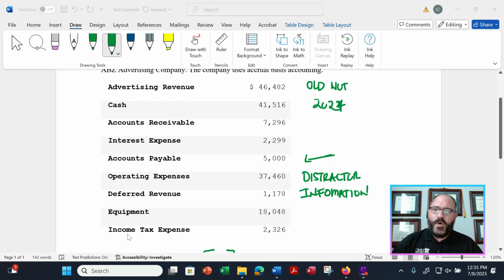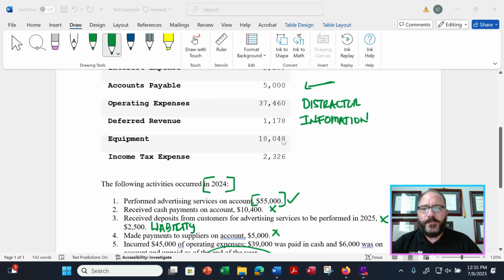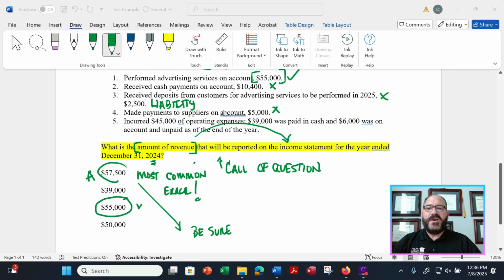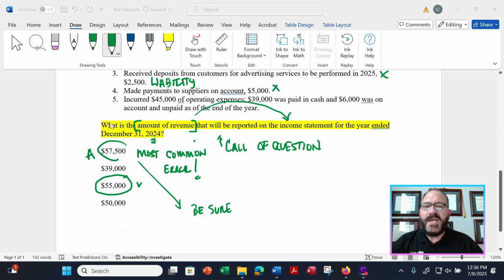So notice they give you all of this information right here. Then they tell you about activities that take place in 2024. Then they come down here. Notice this thing I highlighted in yellow. It says, what is the amount of revenue on the income statement for the year ended December 31st, 2024? This is what's known as the call of the question. The call of the question is, what exactly are they asking you?